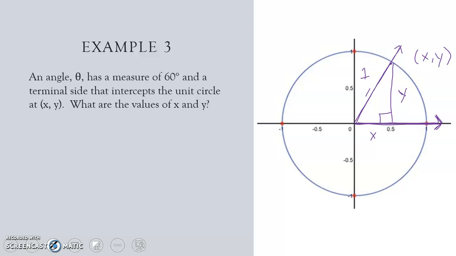Since it's a special right triangle, with a 60-degree angle and a 30-degree angle, we can figure out all of the missing sides of the triangle because we know that the short side is half of the length of the hypotenuse. So this side is 1/2, and that means that the x-coordinate is a half. And then the y-coordinate we know is the square root of 3 times a half. So the y-coordinate is square root of 3 over 2.